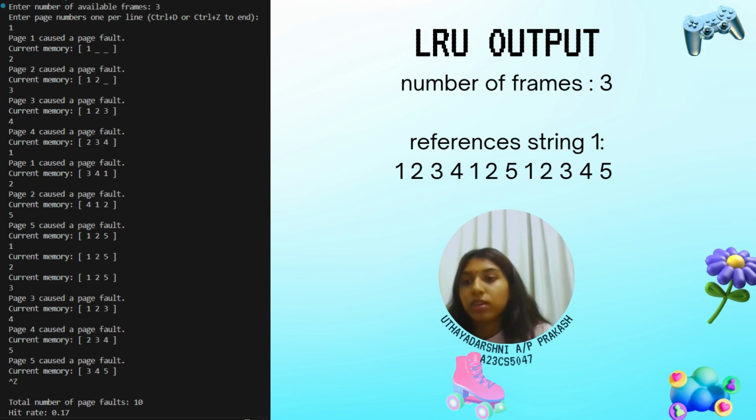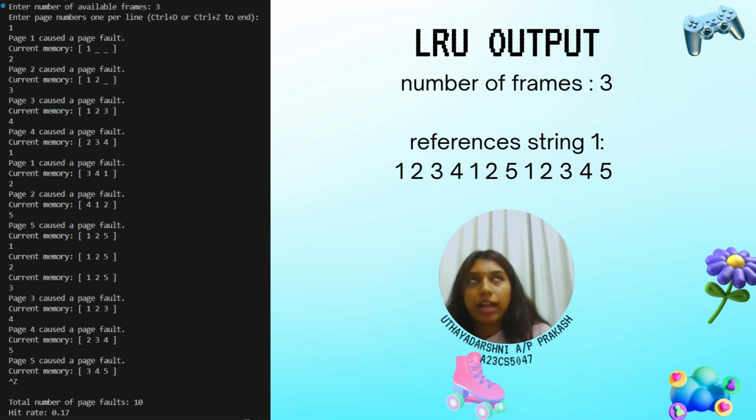And lastly, page 5 is not in the memory. The memory is full, so we remove the oldest used page, which is page 2, and now the memory becomes 3, 4, and 5. And finally, the number of page faults is 10, and the number of hits is 2. So basically, when page 1 and page 2 came again, that's why the number of hits is 2. So the hit rate is about 0.17, which means about 17% of the time the page was already in memory.